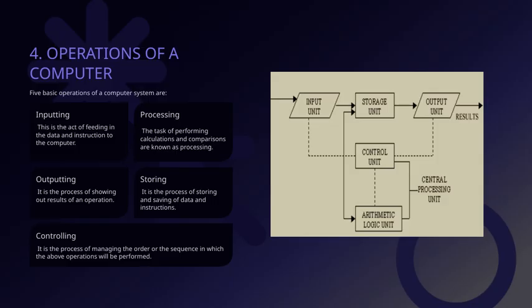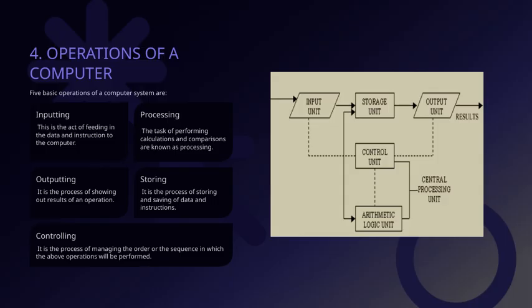Next, we have outputting. This is how the computer shows us the results of its work, whether that's on a screen, through a printer, or via speakers. It's how we see or hear the outcome of the processing. Processing is the core activity where the computer performs calculations, comparisons, or other operations on the data. Think of it as the brain doing the work behind the scenes to transform input into meaningful output.